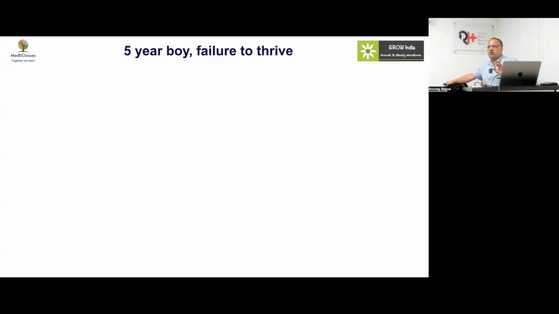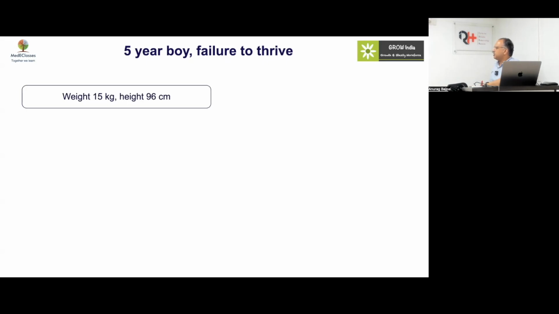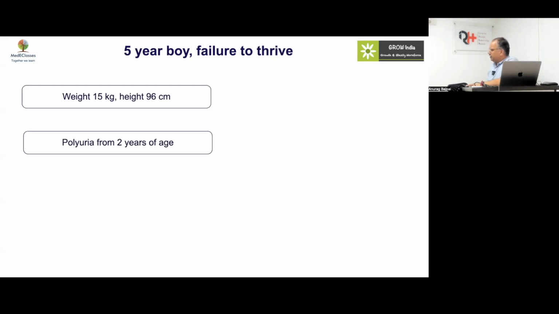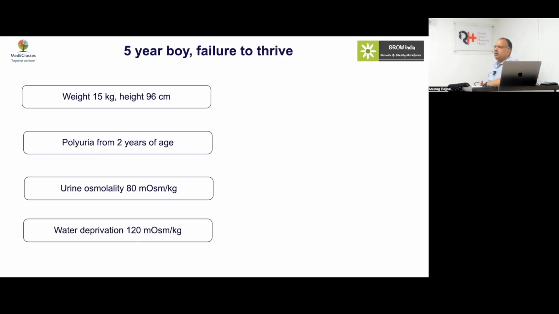So if you have a typical male child who presents to you with dehydration, fever, hypernatremia, low urinary osmolality, you're talking mostly about the V2 receptor defect, the X-linked nephrogenic DI. The reason, as you discussed, is like this case: a 5-year-old boy with weight 15 kg, polyuria from 2 years of age, urinary osmolality is low, and water deprivation test did not result in a rise. But when you gave vasopressin, it increased. So this is more like a central DI.